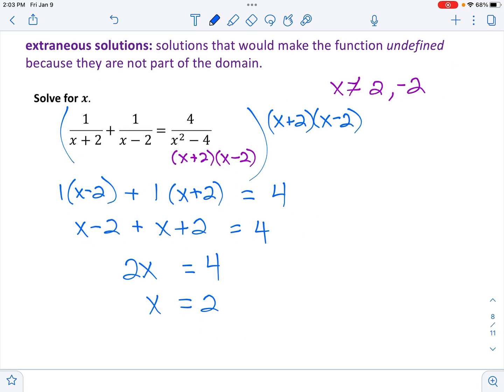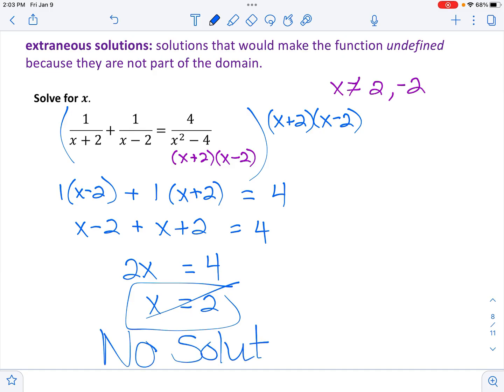But now let's look at my answer here and then go back here. Remember, we said that x can't be 2 or negative 2, and we just got the answer was 2. So this cannot be a solution. And I also don't have any other solutions. Sometimes you have 2 or 3 solutions. In this case, we only have 1, and it can't be it. So my answer is actually no solution. There isn't a way to make this work.